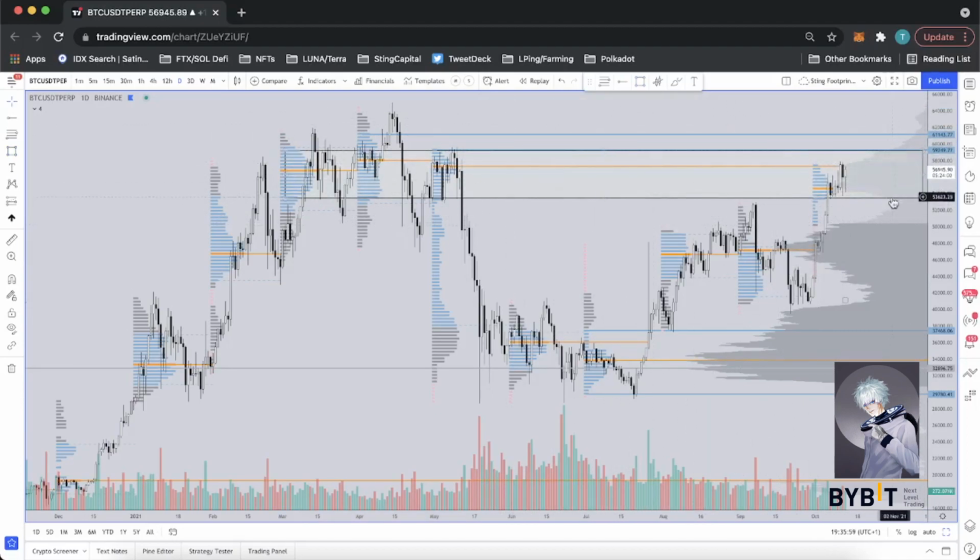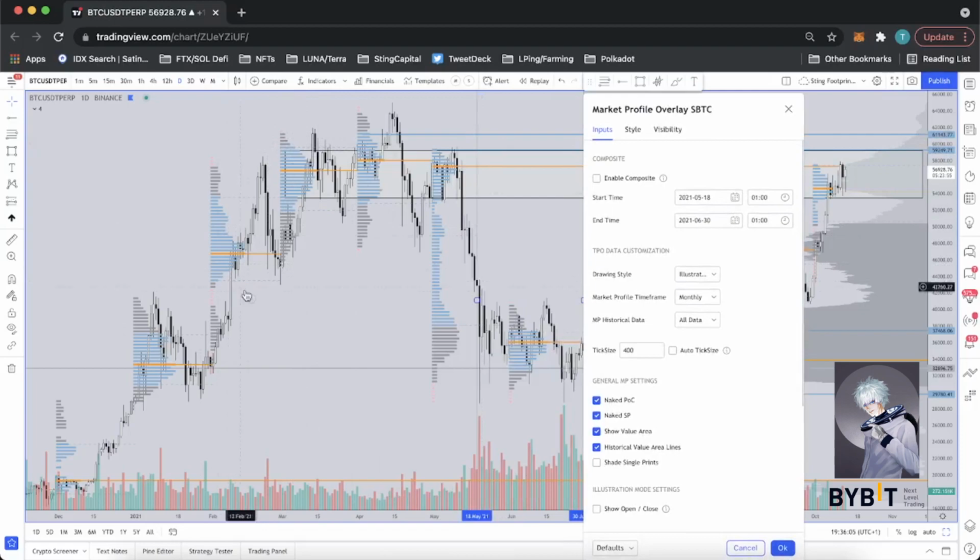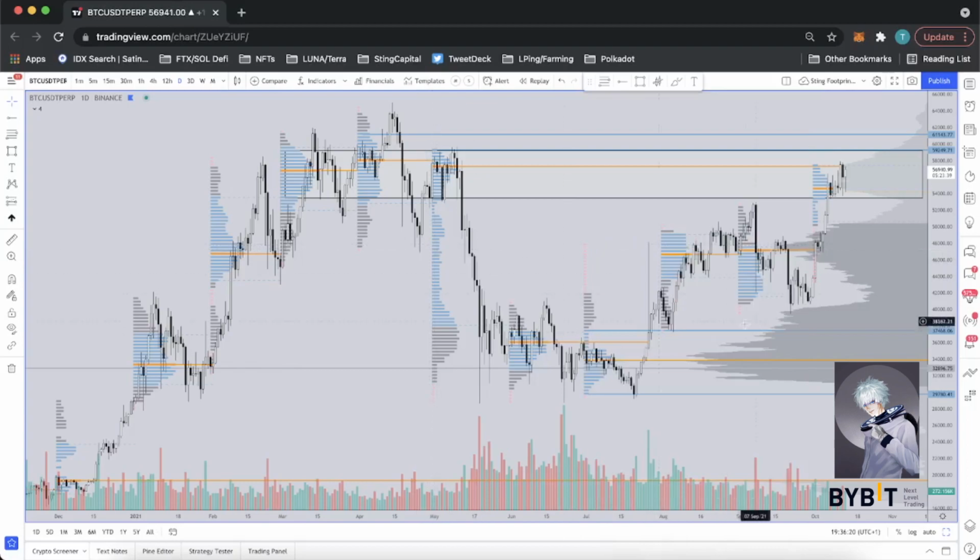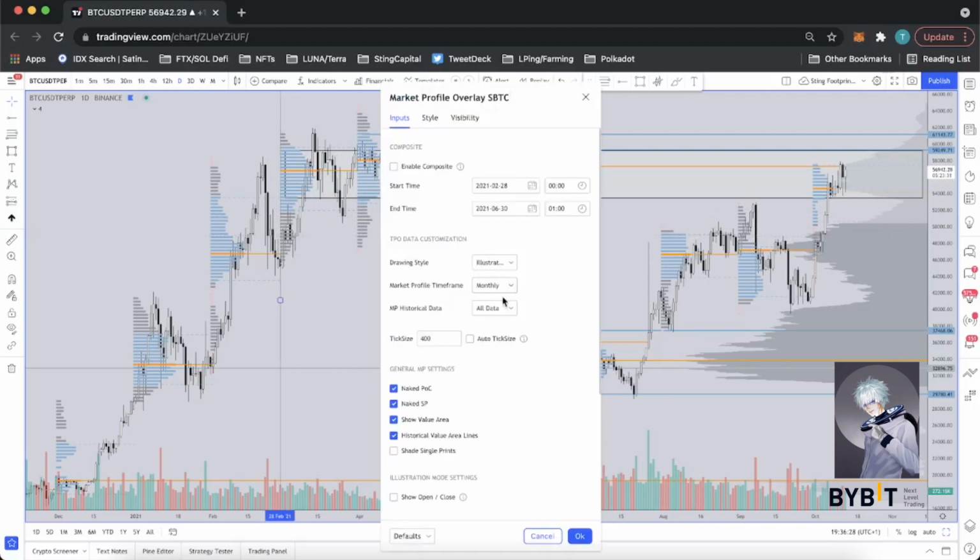Based on the edge of this node and the edge of this node, this is where I think value is going to be. But I'm going to show you how I would actually do the composite. So this is February 26th. I'm going to do February 28th because this is supposed to be a monthly composite, and then we will go to April 30th, I'm sorry. Okay, and we'll go ahead and enable a composite.